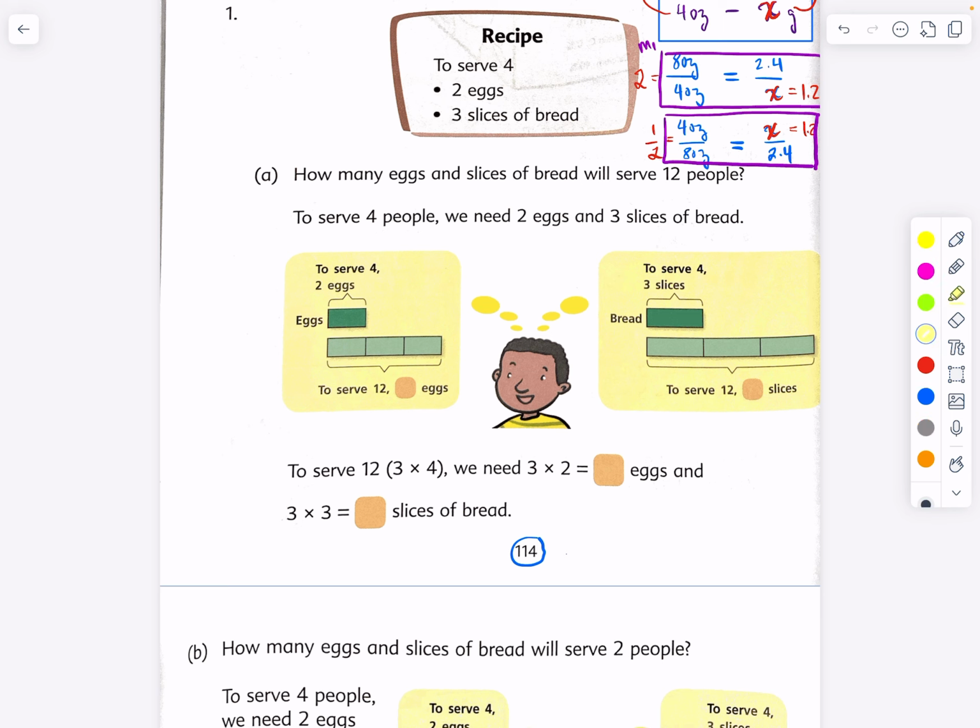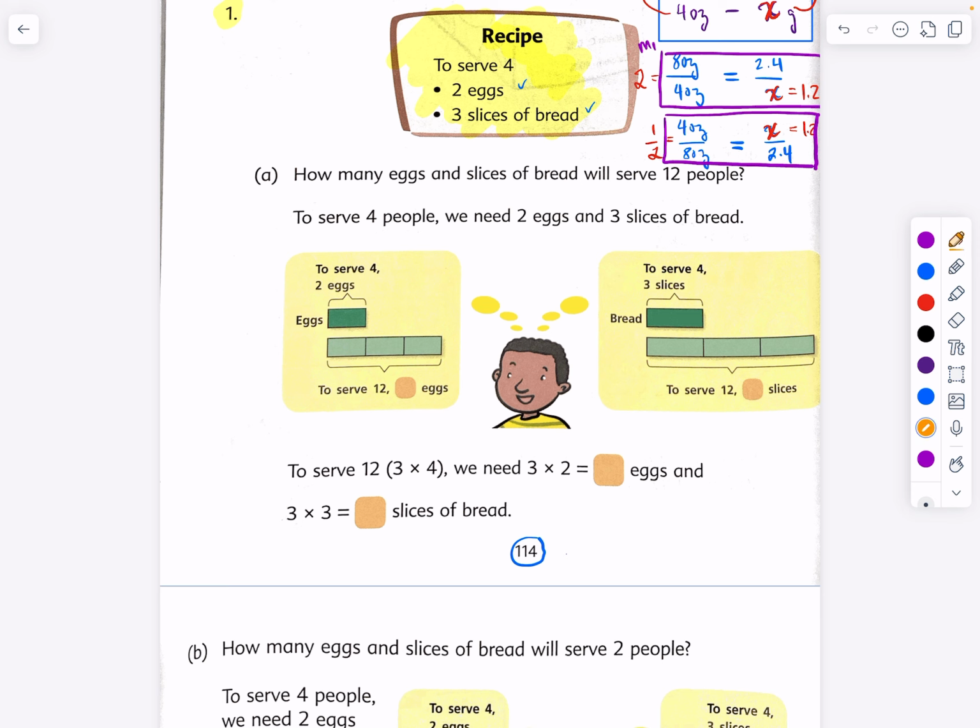Let's take a look at the first problem, problem number 1. It's actually a recipe. Very common. Proportional relationships show up when you scale up or reduce your recipe. I'm sure you've encountered these examples in real life. Let's read the recipe. To serve four people, we need 2 eggs and 3 slices of bread.